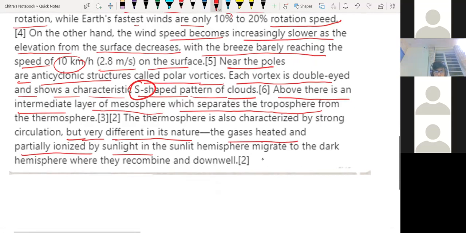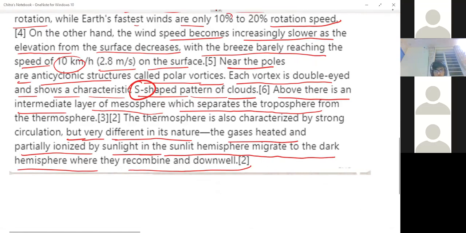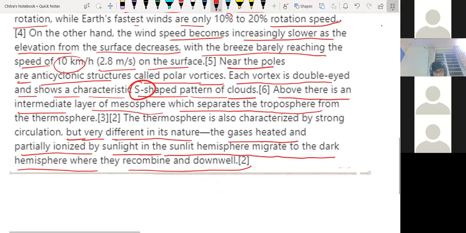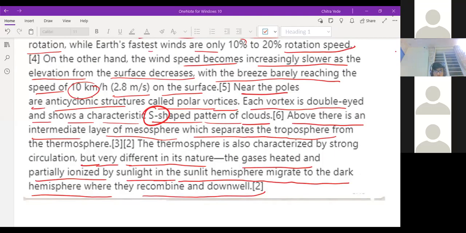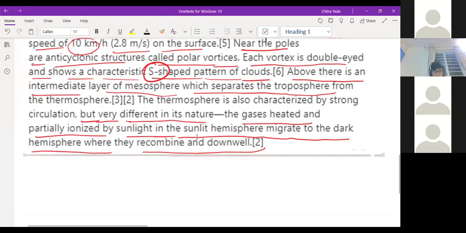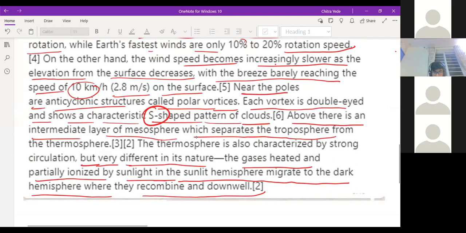The gases heated and partially ionized by the sunlight in the sunlit hemisphere migrate to the dark hemisphere where they combine in the downwell. Let me see what is downwell. Downwell means the lower part of the atmosphere. That's why it forms a structure like this. Okay, it is due to the rotation. So this is all about it.